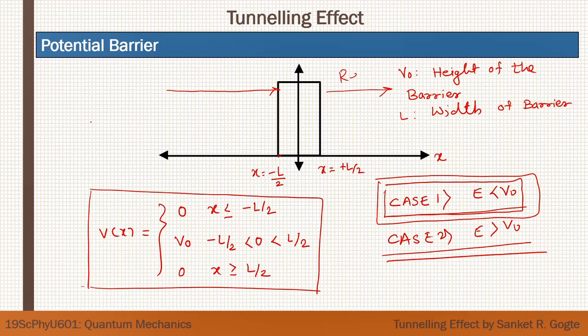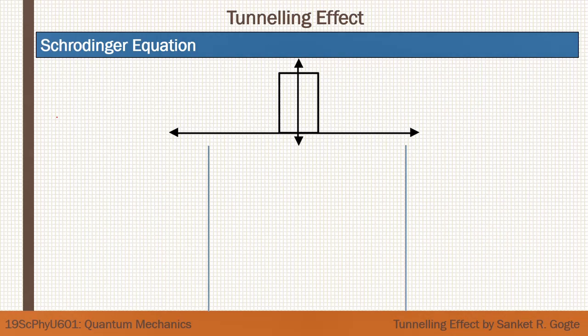Now let's consider how this can be solved. So this is the tunneling effect, and we start by solving Schrodinger's equation first. This is the x-axis, this is potential, and as I already mentioned, the height of the potential barrier is V0, whereas the width is L, so that this boundary is at minus L by 2 and this boundary is at plus L by 2. Now, because there are three distinct regions, let me call this region 1, this region 2, and this region 3, and we have to write Schrodinger's equation for each of the regions separately.